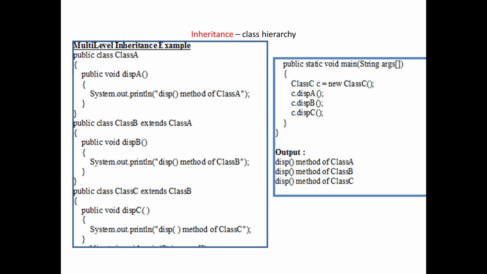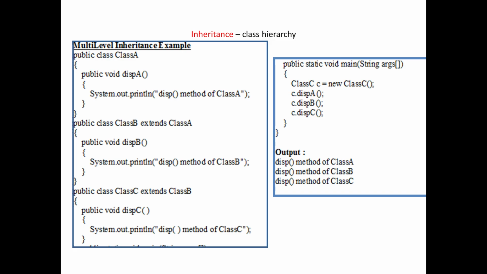Here class B extends class A, so class B is a child of class A. And class C extends class B, so class C is a child of class B. Inside the main function, the object is created for class C only. That is, we created an object for the child class only. Using this object, we can access class A's property and also class B's property.